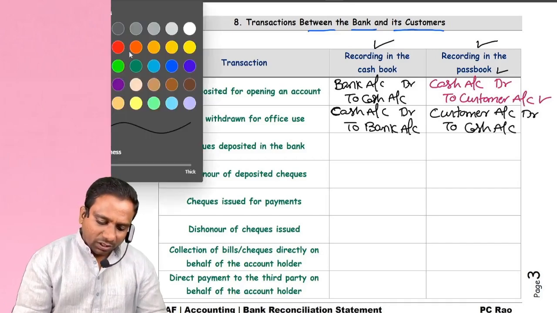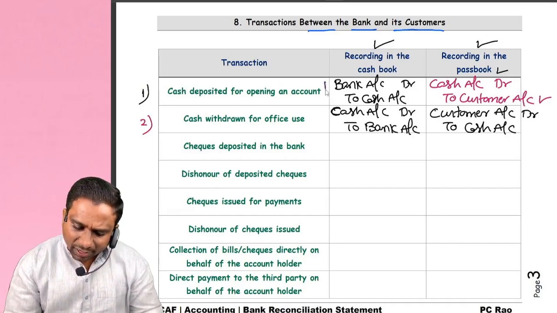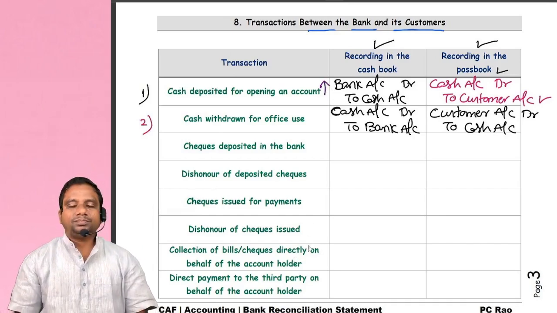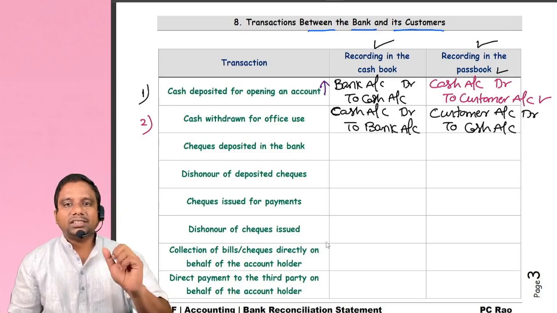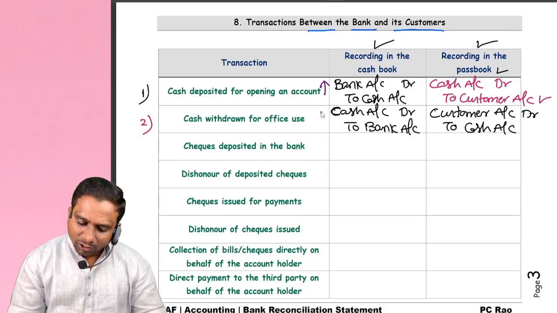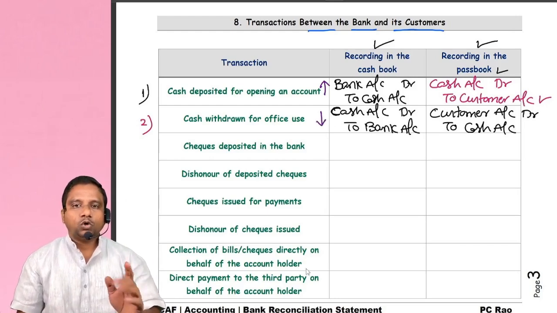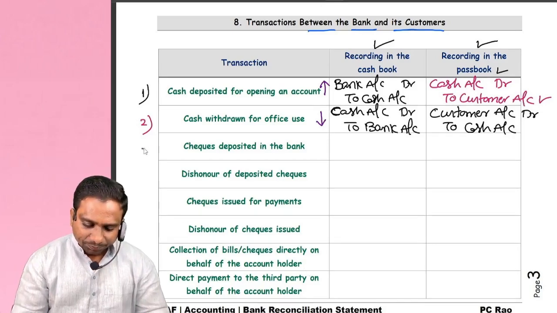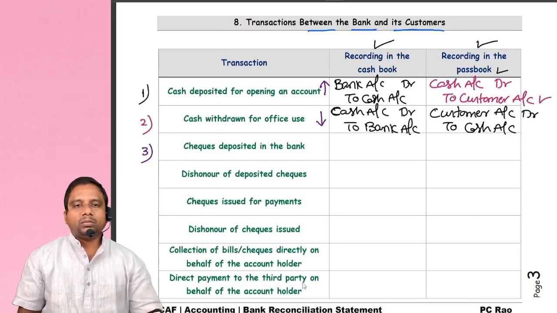Now you people tell me, because of the first transaction, our bank balance increases. Because of the second transaction, our bank balance gets decreased. Hope you are following. Next one, tell me, checks deposited in the bank.